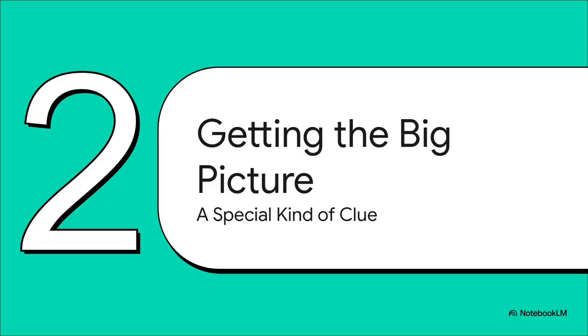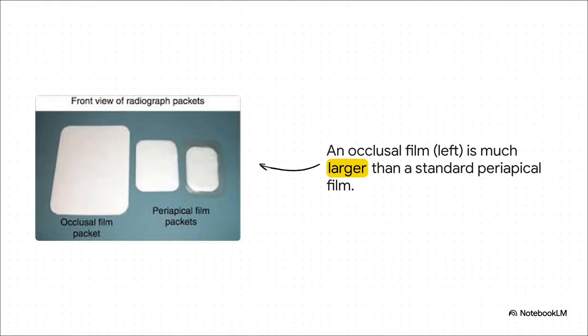So to start cracking this case, dentists need a different kind of view, a wider angle on the whole scene. And lucky for them, they have a specialized tool that gives them more context, a much bigger piece of the puzzle. And here is that tool. It's called an occlusal film. Just look at how much bigger it is compared to the standard little films you're used to.